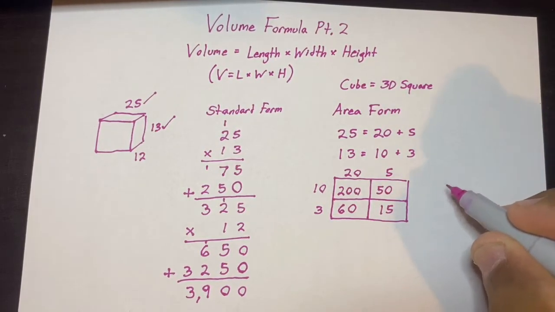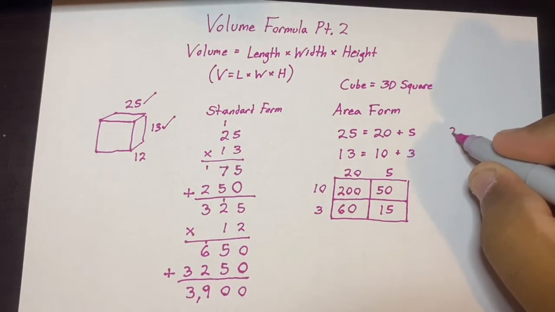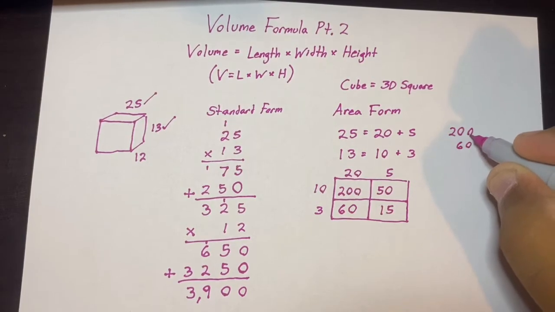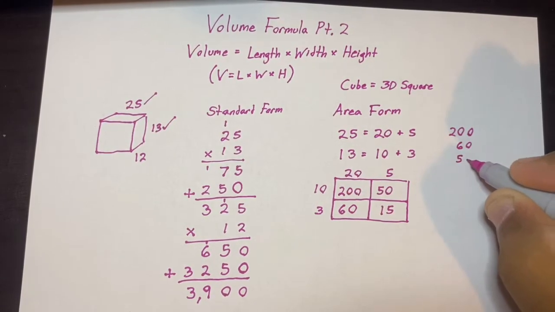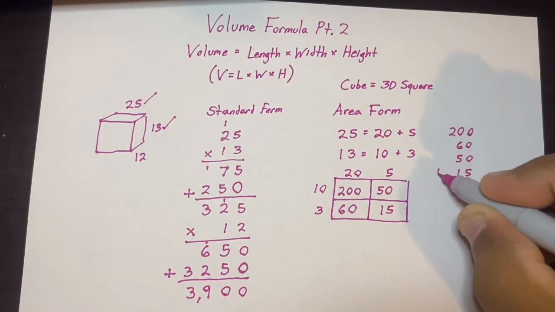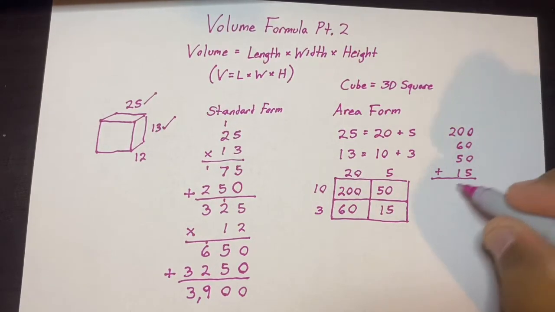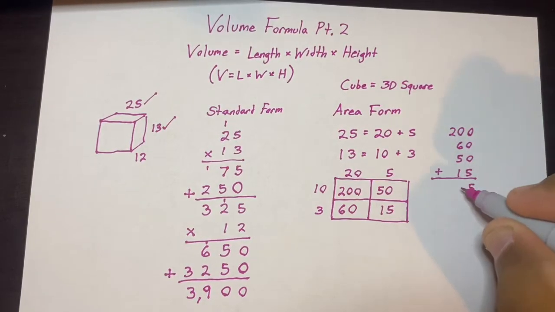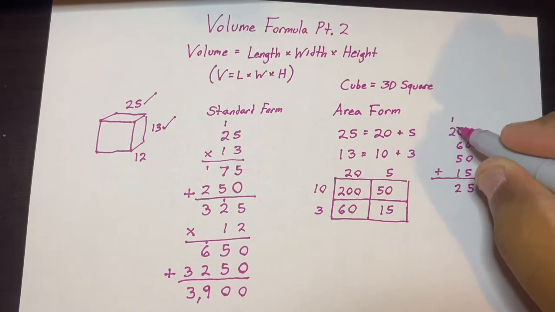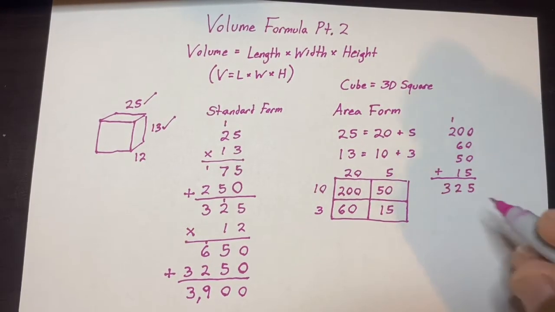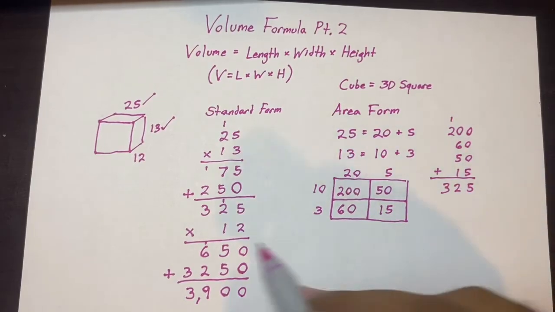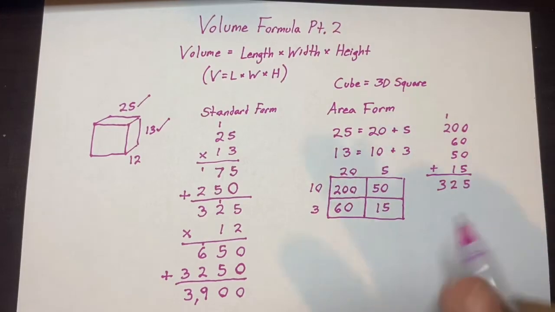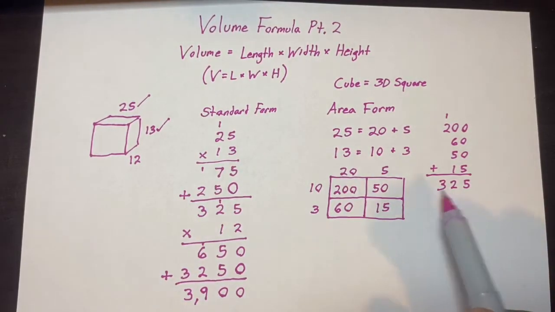Now all we're going to do is add these numbers up. 200, 60, 50, and 15. All these zeros plus 5, 5. 0 plus 6 plus 5 plus 1, 12. 1 plus 2, 3. This number is the same as this number over here, so we know we're in the right direction. But now we have to do the final number, which is 12. We have to multiply this number by 12.